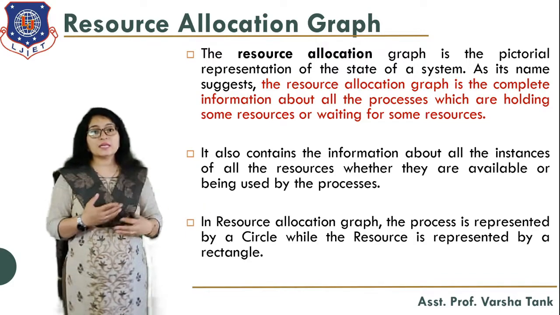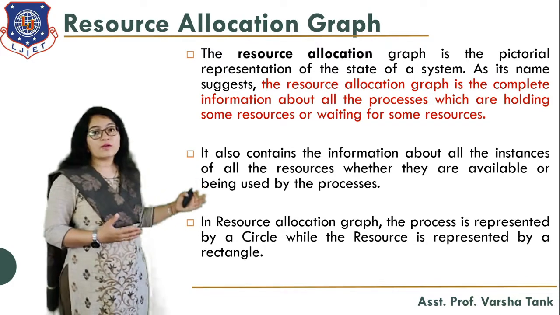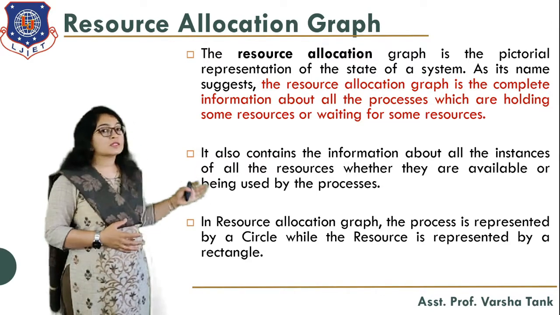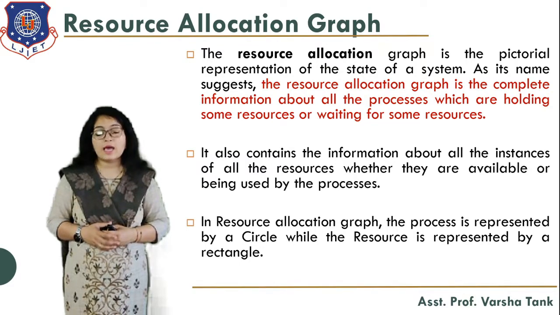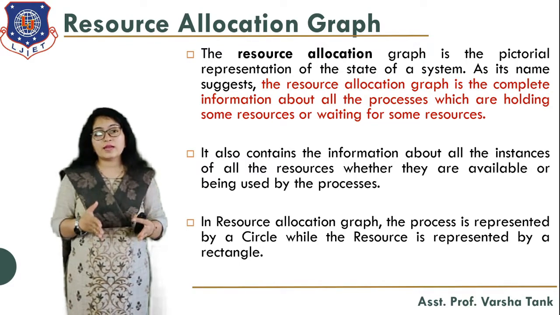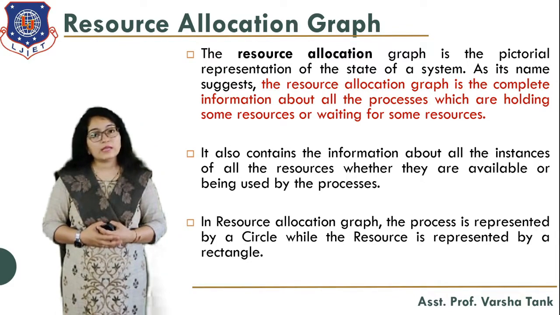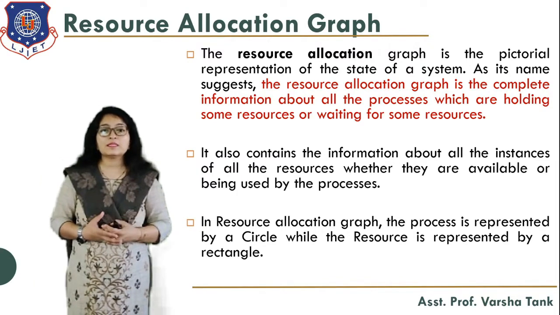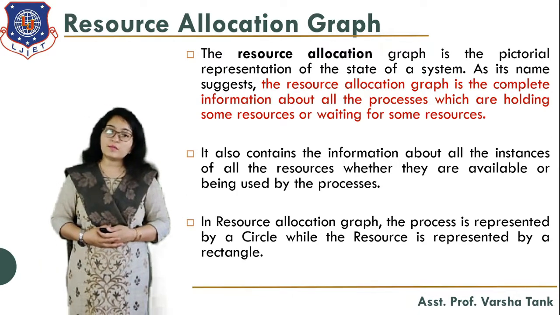It also contains the information about all the instances of the resources, whether they are available or being used by the processes. So if the resource is available, then there are no edges from that resource to any process. And if there is any edge from a resource to a process, that means that resource is being used by that process. In the resource allocation graph, the process is represented by a circle while the resource is represented by a rectangle.